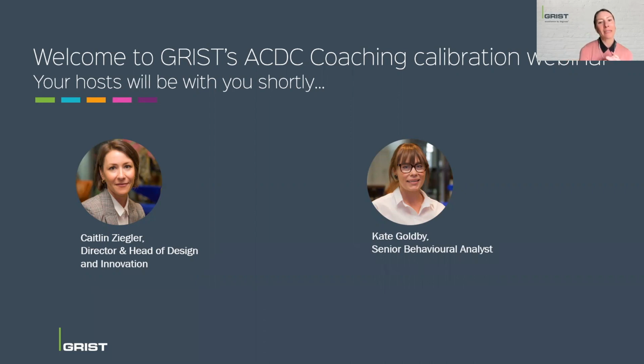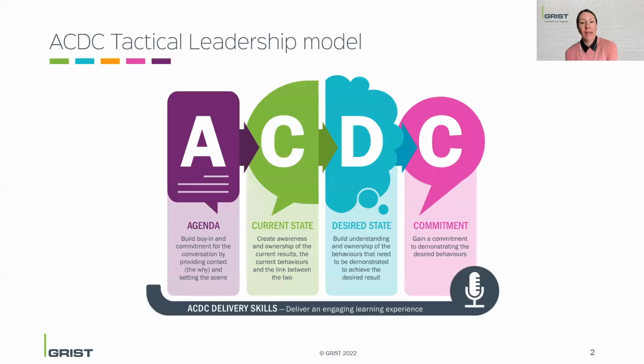At GRIST, we develop and use micro-behavioural conversation frameworks like the ACDC Tactical Leadership Model to help leaders pinpoint what they could do differently and get insights into how they can achieve better outcomes from their conversations. In our last few webinars, we've had an in-depth look at the 20 micro-behaviours that make up our ACDC Tactical Leadership Model. ACDC is a really simple behavioural framework that gives structure to your leadership conversations while still allowing you to coach and talk in your own style.